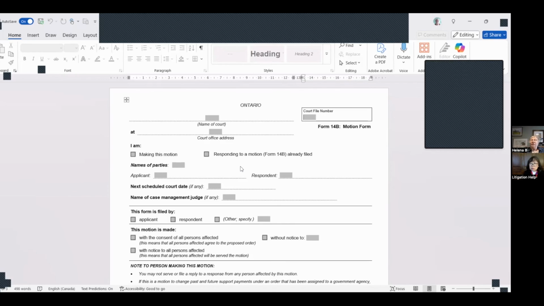Again, on the Form 14Bs, because they're trying to save time, if the judge is okay with what you've asked for and your draft order is fine, the judge won't even do an endorsement. The judge will just sign the draft order and it'll come straight back. That makes sense.